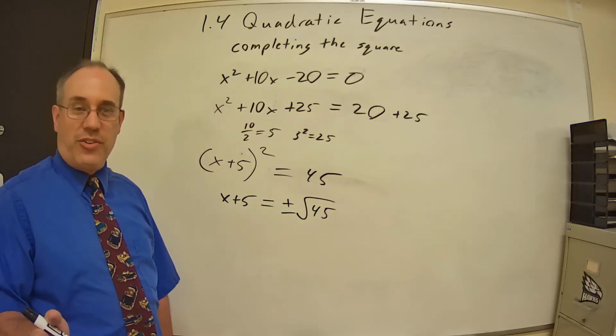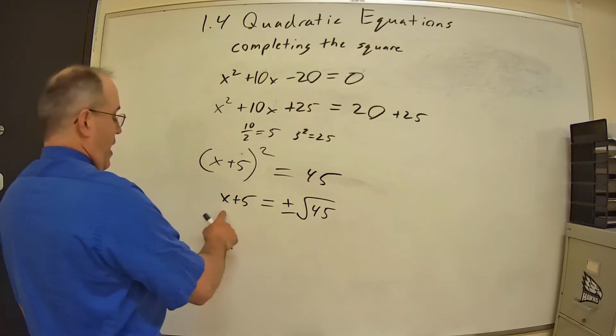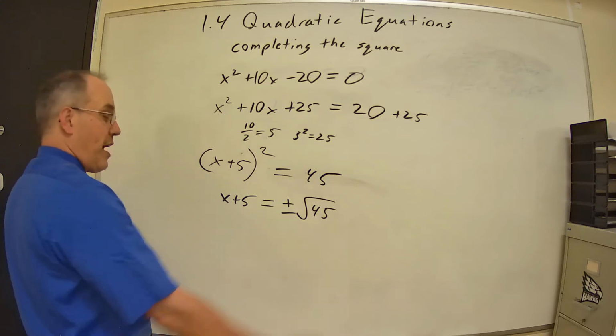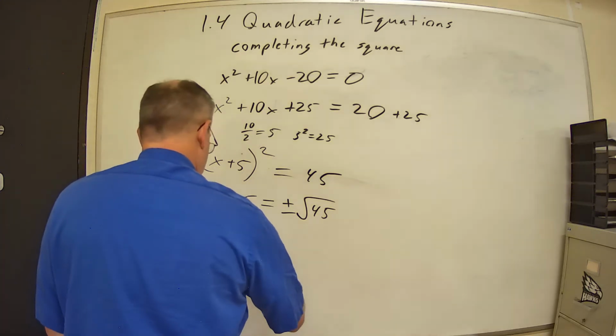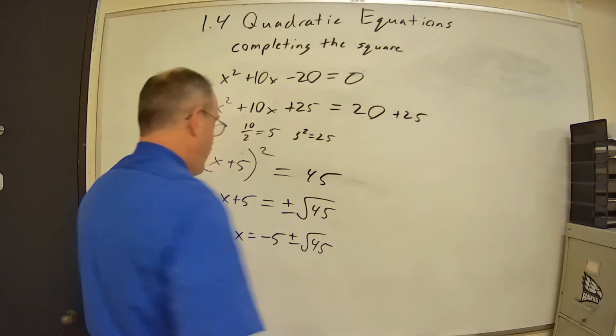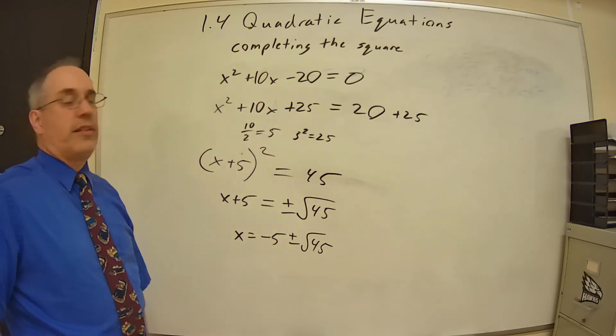Now this should start to look familiar from what we did with the square root property. So x plus 5 is equal to plus or minus the square root of 45. So if I subtract 5 from both sides, I get x is equal to negative 5 plus or minus the square root of 45. And we have now solved this using completing the square.